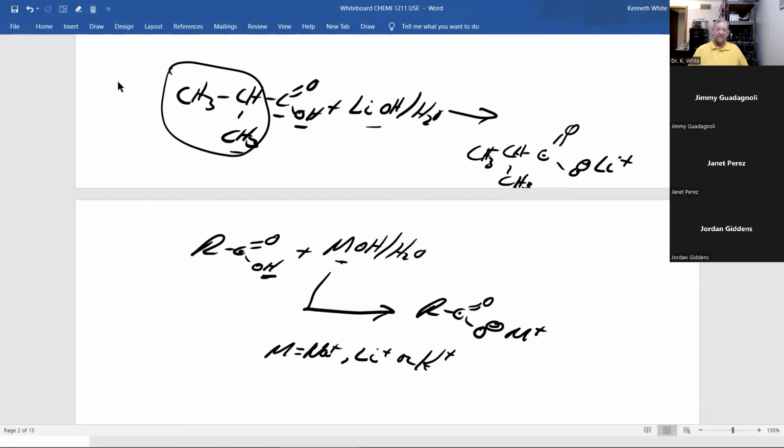And I'm done. Now, we'll learn later on that when R is long and you have a lithium carboxylate anion, they make very good lubricants. And you can buy some of them at Home Depot.